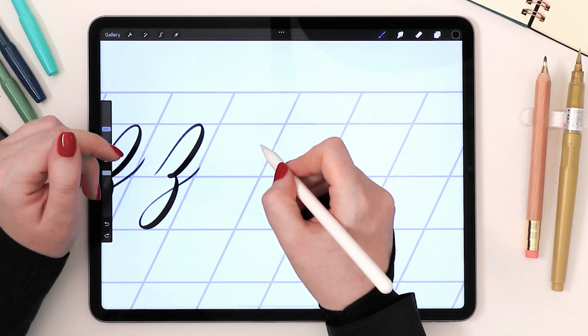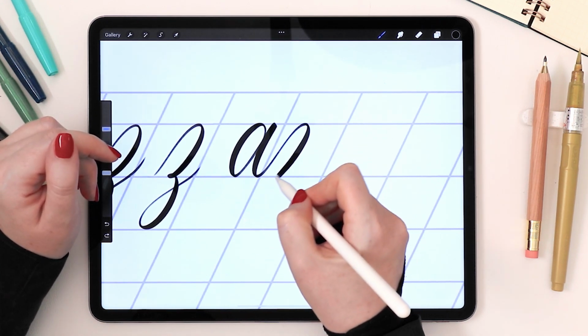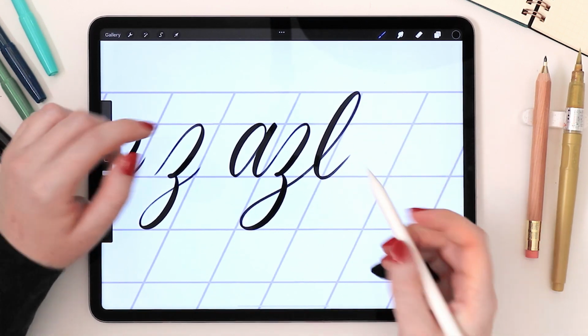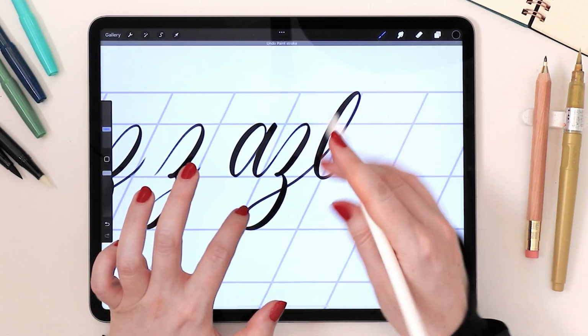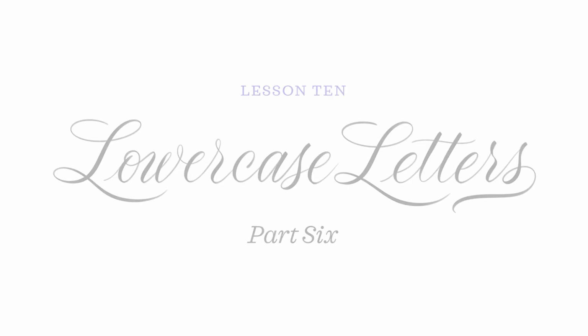To get this to connect, you have to have an entry stroke and an exit stroke that can enter into and exit out of other letters. So that's why the Z looks so different from a print version of a Z.